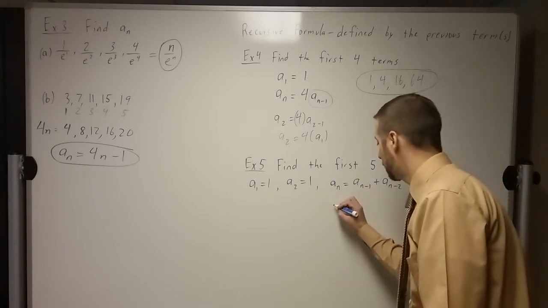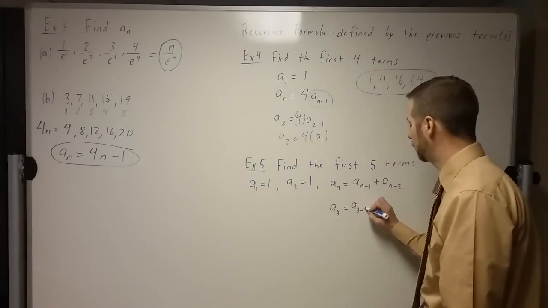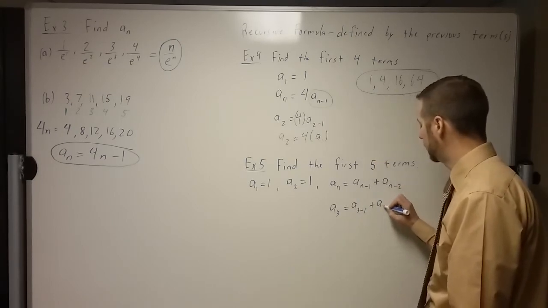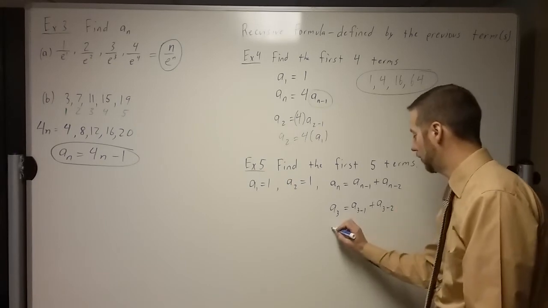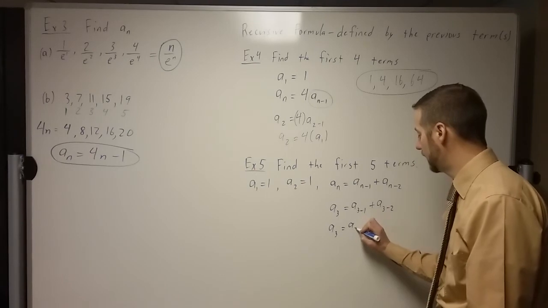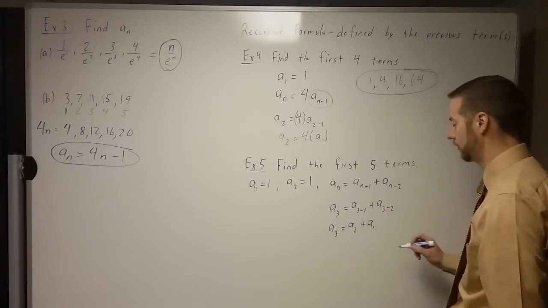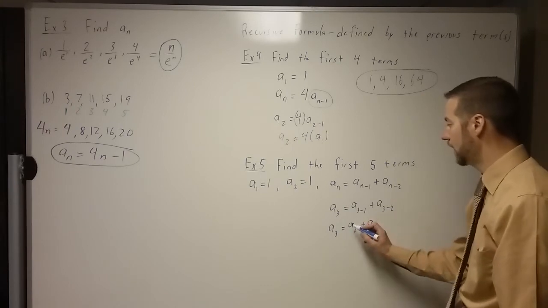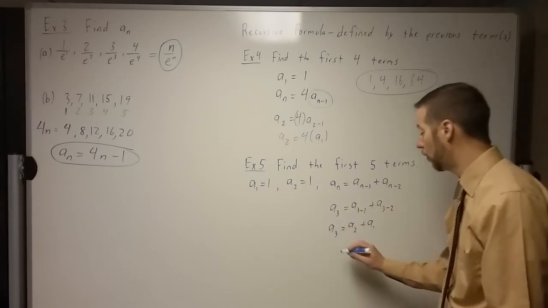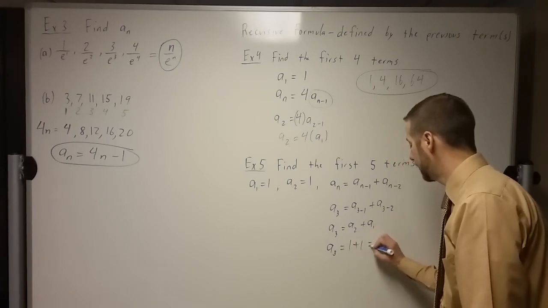So to find a sub 3, we would do a sub 3 minus 1 plus a sub 3 minus 2. Or in other words, to find a sub 3, this is all in the subscript, we do a sub 2 plus a sub 1, just subtracting the 3 minus 1 and the 3 minus 2. But do you notice we know the answer for a sub 2 and a sub 1? They're both 1. So to find a sub 3, we would do 1 plus 1. So in other words, a sub 3 is 2.